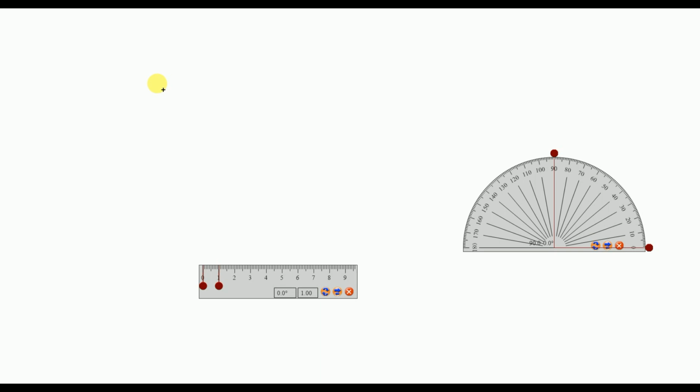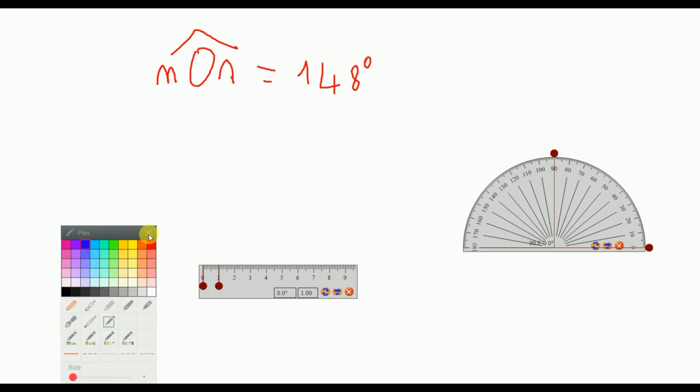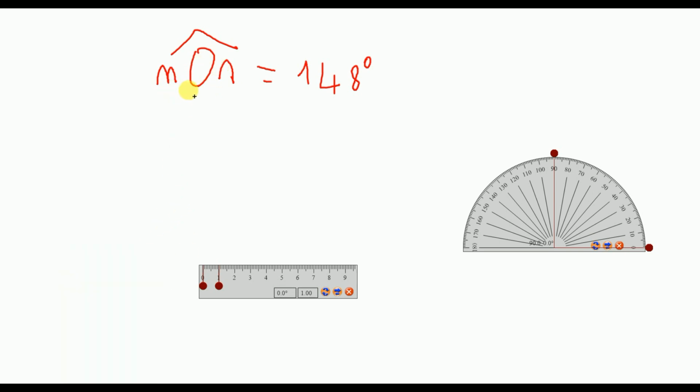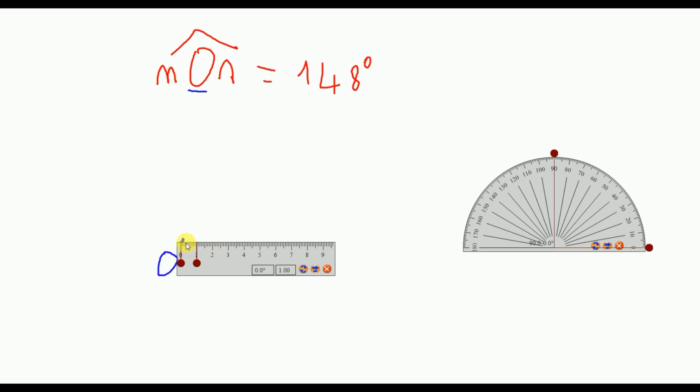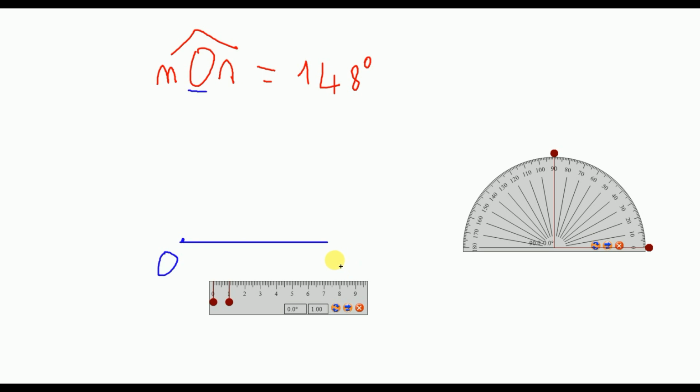Now let's draw a final angle MON. This time m and n are small letters, equals 148 degrees. So first I need to find the vertex. The vertex of this angle is point O. So I place a point, I name it O. Then I draw one of the two sides. Either I draw OM or ON, it doesn't matter. So here, for example, if we choose to draw ON first, it doesn't matter how long I draw ON. It's a semi-line. I can draw it as long as I want.